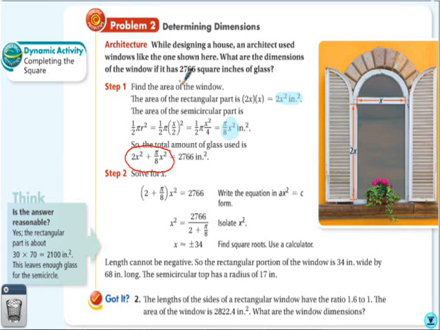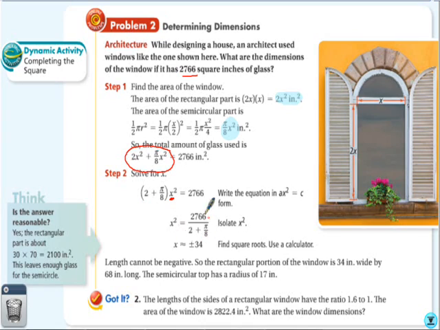Okay. In the problem, it says the window has 2,766 square inches of glass. Okay. So we set up this equation and we solve for x. All right. So we have to just get x by itself. Here we factored an x squared out. That's what they did right here. And we have 2 plus pi over 8. We divide both sides by 2 plus pi over 8.